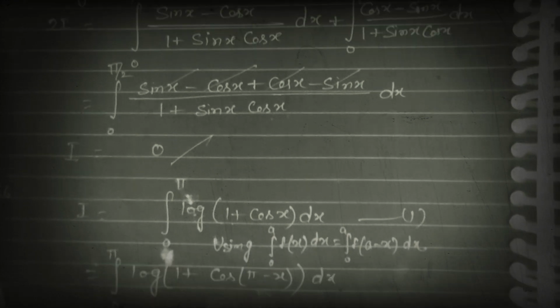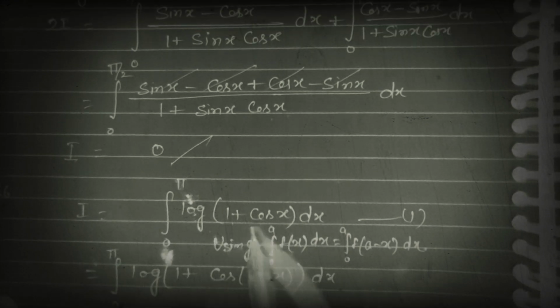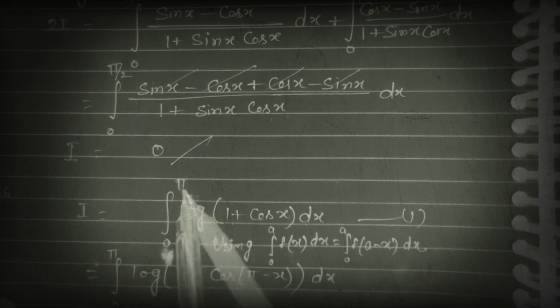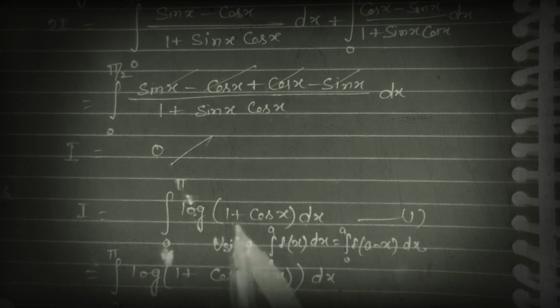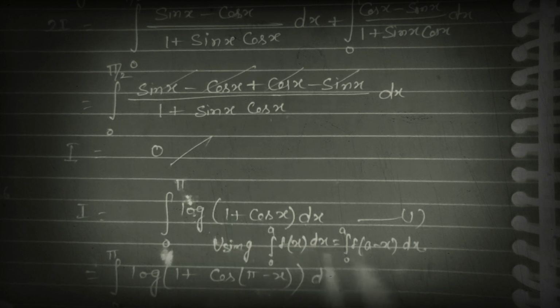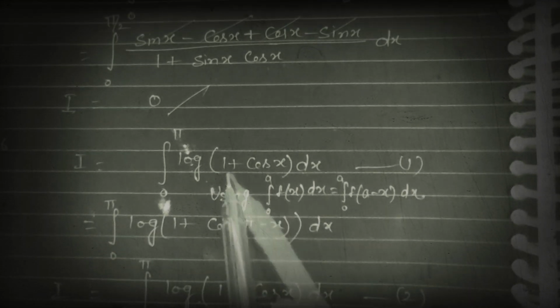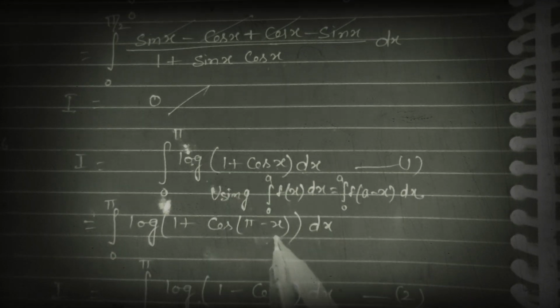Now come to 16th question. This is log of 1 plus cos x. We have to find out integration of log of 1 plus cos x, and limit is 0 to pi. Here we will use same property, 0 to a. If limit is 0 to a f(x) dx, integration of f(x), then we will replace x by a minus x. We will use same property, fifth property here. So x के प्लेस पर यहाँ पर क्या आ जाएगा, pi minus x. So limit is 0 to pi.